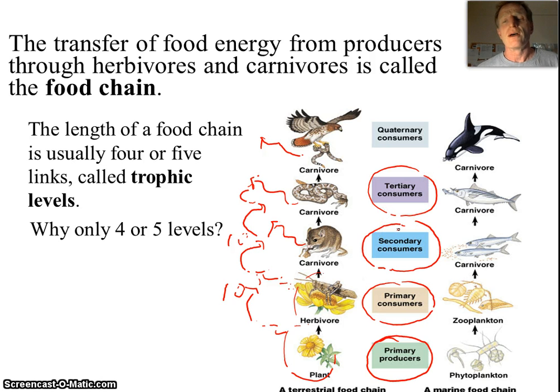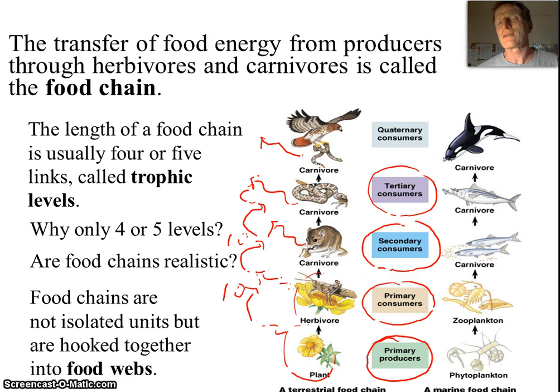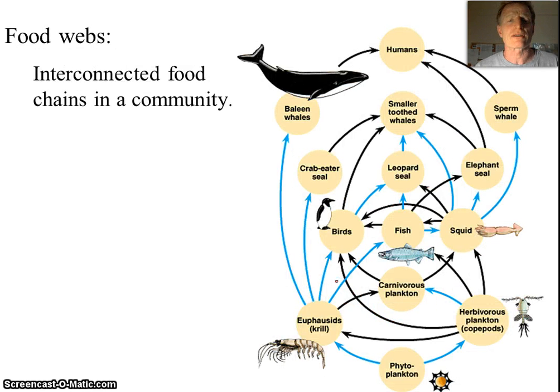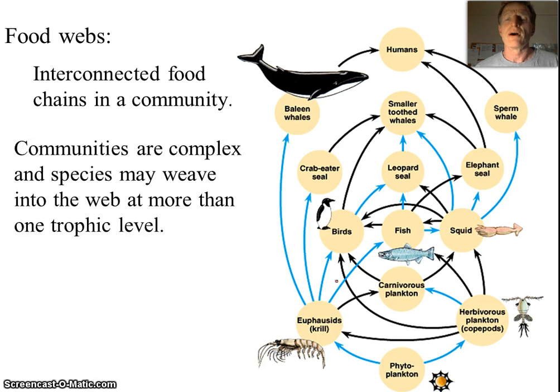So is this realistic, these food chains? Not really, right? We know that there's certainly more than one thing that's preying on flowers, and mice certainly eat things other than grasshoppers. So this is a very simplistic view of how food travels. A more realistic view is to show many interconnected food chains in what we call a food web. So here's an example of a food web. You can see it's very, very complex. There's a lot of different relationships.